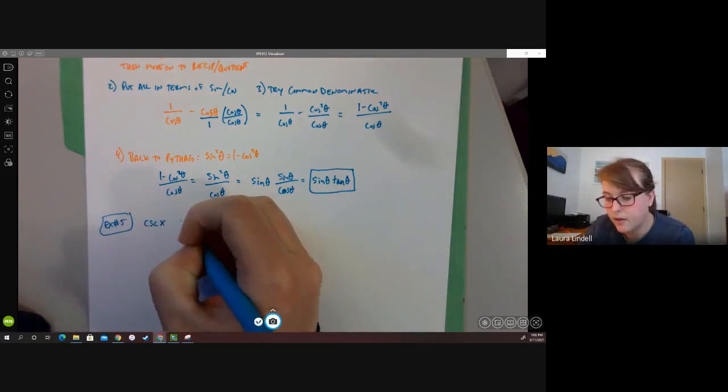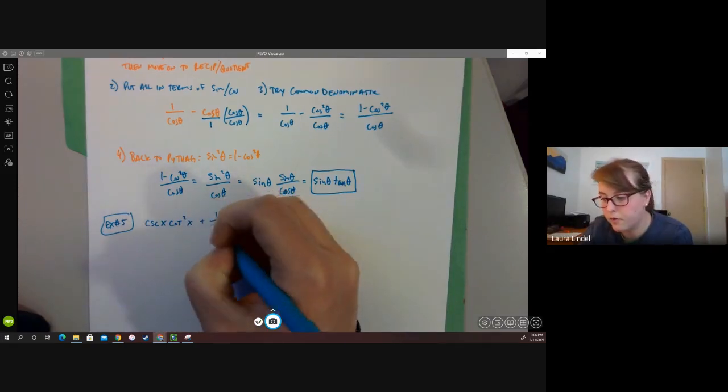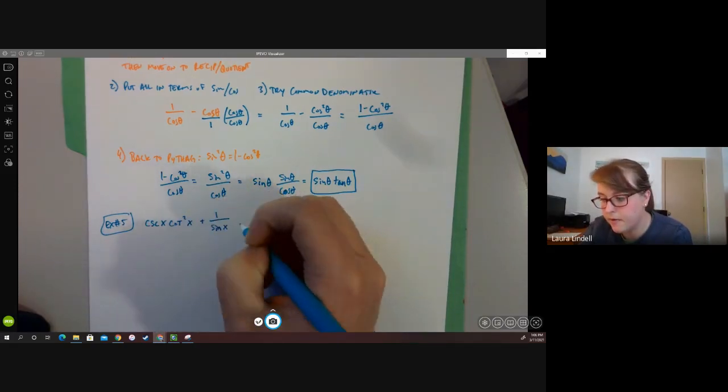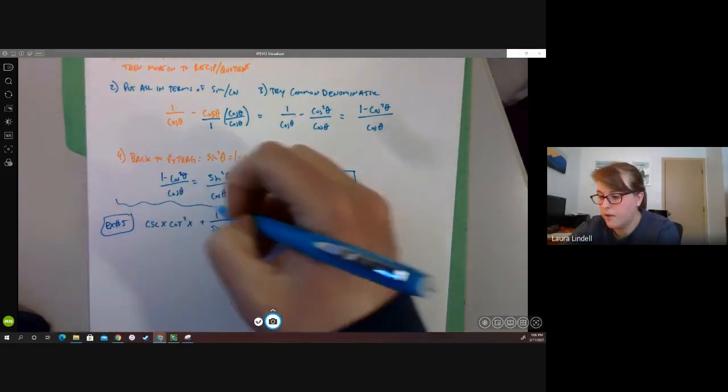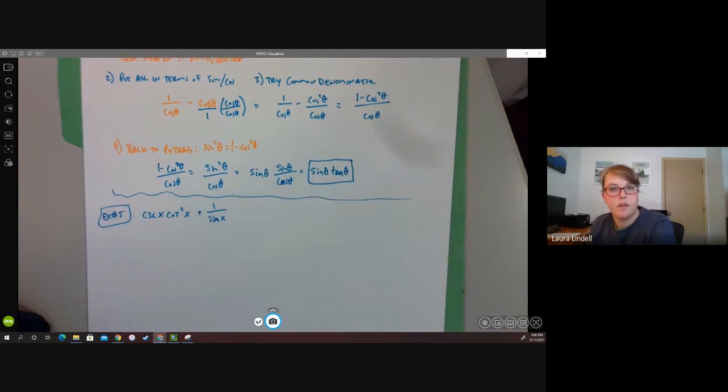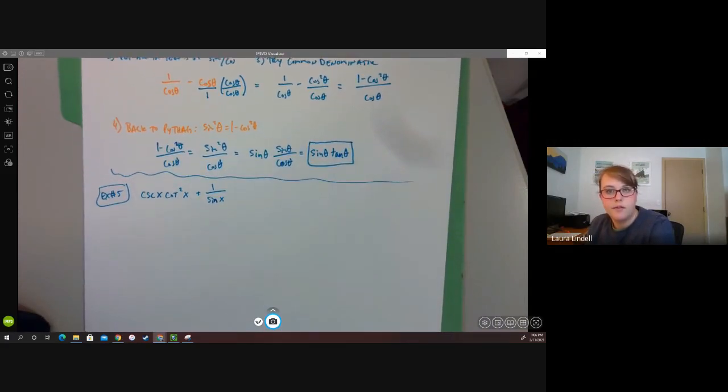cosecant times cotangent squared plus 1 over sine. We're going to simplify this. Okay.